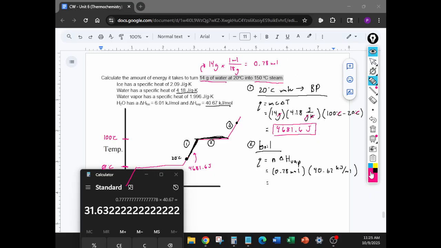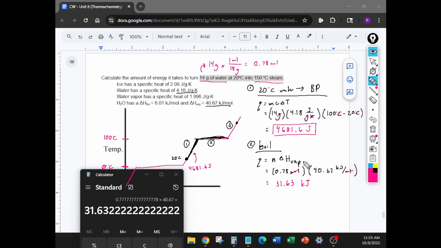Okay, now our answer is going to be 31.63. However, what is the unit of measurement? Kilojoules. That's another thing to keep in mind. Moles cancel out, and you get kilojoules. Now, what do you notice that's different about this than your previous answer? Yeah, it's kilojoules versus joules.